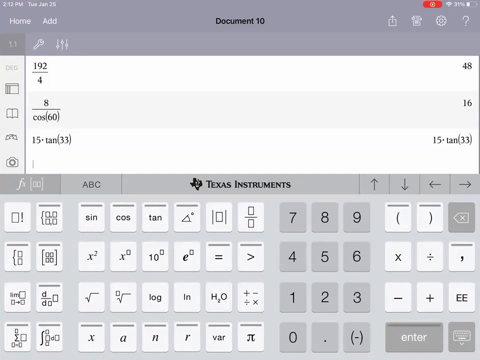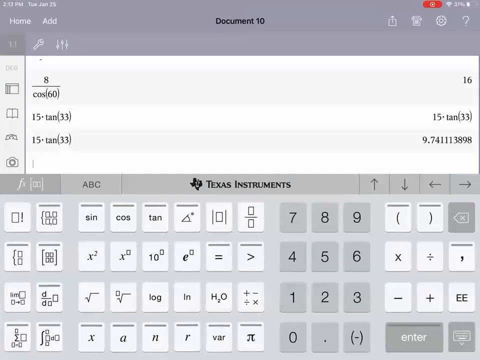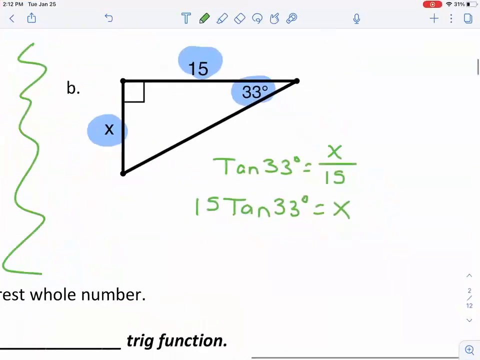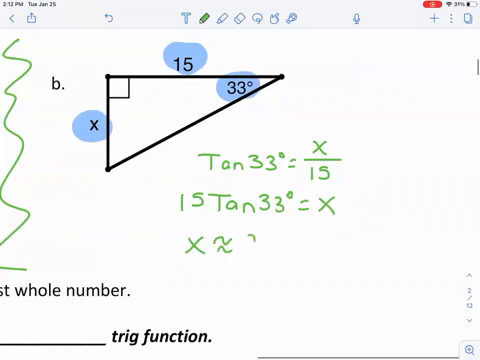Now, if your calculator gave you this, it doesn't mean you did it wrong. Remember, the Inspire calculator will give you exact answers by default. If we want approximate answers, like what the heck does this mean in the real world, you want to click and hold the enter button down and go to the squiggles. And so we get 9.74. And that seems reasonable relative to our picture. X is approximately 9.74.